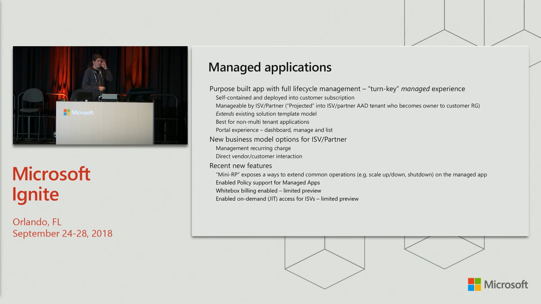We're also working on making policy supported for managed apps, making sure tags can be written on things in managed apps, because they're in a sealed resource group and couldn't be tagged, and also being able to enable JIT, so that there is just-in-time enablement: if a partner has access to these, how do you give them access only through this just-in-time enablement? And that's in limited preview. So that's some of the things we're working on for managed apps.